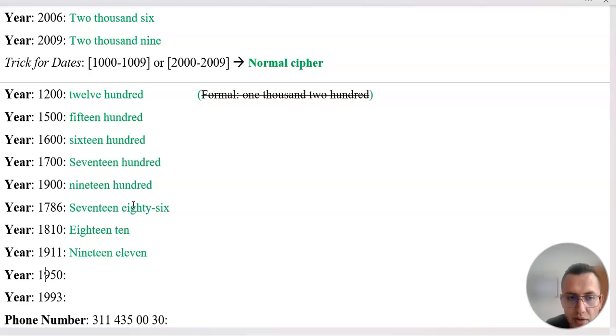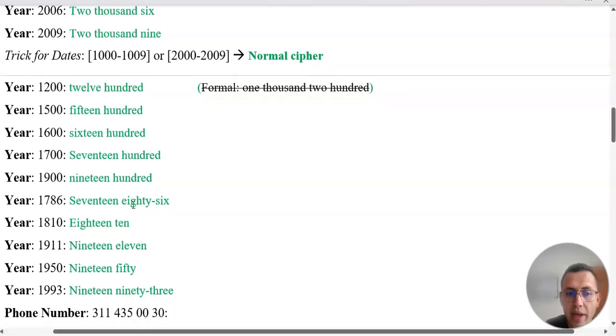No importa si tenemos un cero al final, lo leemos 1950. El asunto es cuando tenemos dos ceros al final o dos ceros en el centro. So in this case, 1950. Okay, and finally, this year, 1993, the same in groups of 2, 1993. Okay, now we continue with the next category.